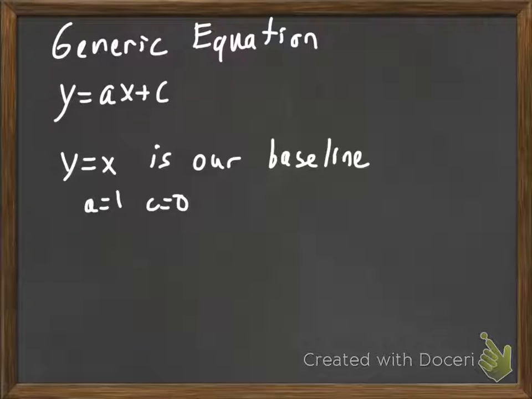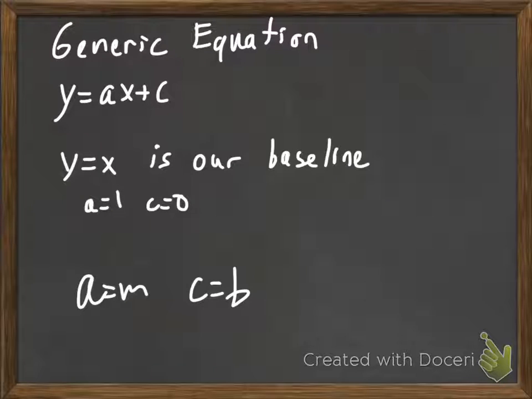So the generic equation we're going to use is y equals ax plus c. So your a is actually your m. So a is actually equivalent to m and c is equivalent to b when we do this, but we're using a and c just to distinguish between our slope-intercept form. So just so you know, I'll go ahead and leave that there. And y equals x is going to be our baseline function that we're going to use.